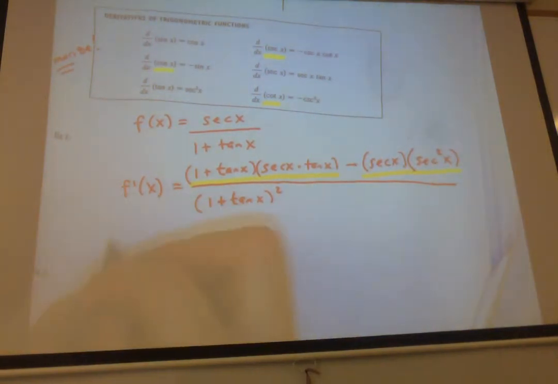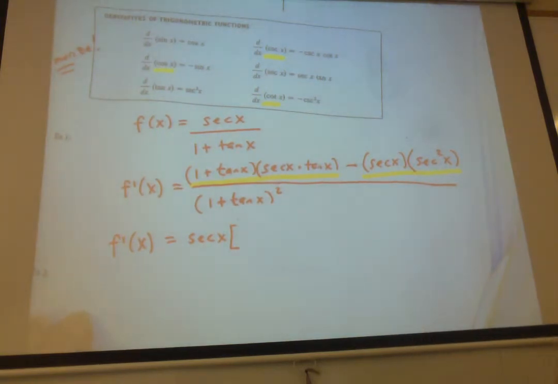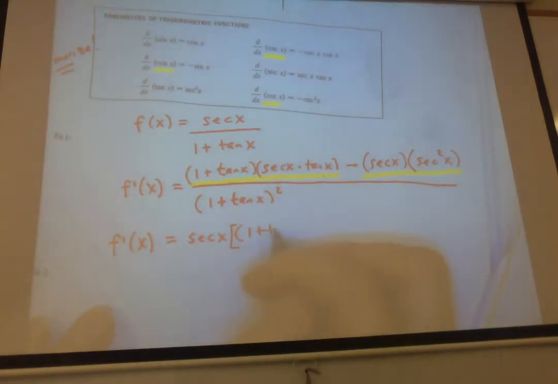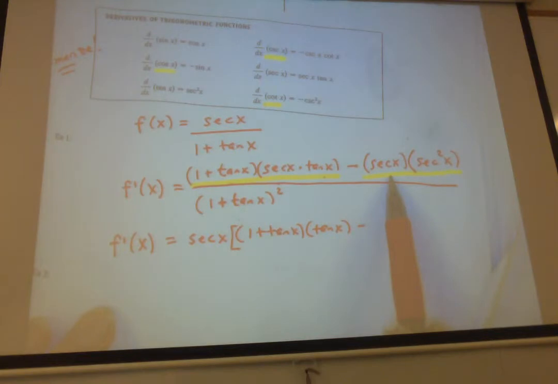But I am going to factor out a secant x. As soon as I take out a secant x, I have this factor times tan x, correct? Write that down. Minus, okay, I took out this one, so I still have a secant squared x.